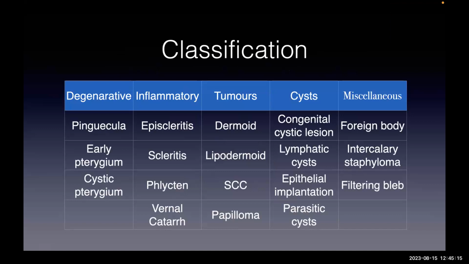First one is degenerative conditions like pinguecula, early pterygium, and cystic pterygium. Inflammatory conditions are episcleritis, scleritis, phlyctenule, and vernal catarrh. Tumors can be dermoid, lipodermoid, squamous cell carcinoma, and papilloma. Cysts can be congenital cystic lesions, lymphatic cysts, epithelial implantation cysts, and parasitic cysts. Miscellaneous can be foreign body at the limbus, intercalary staphyloma, and filtering bleb formed following the trabeculectomy surgery.